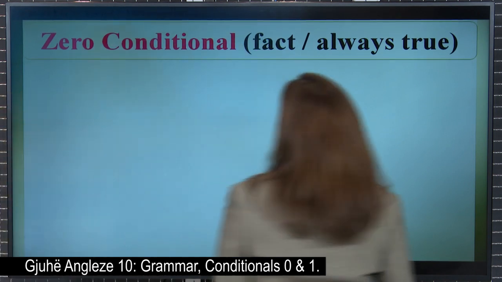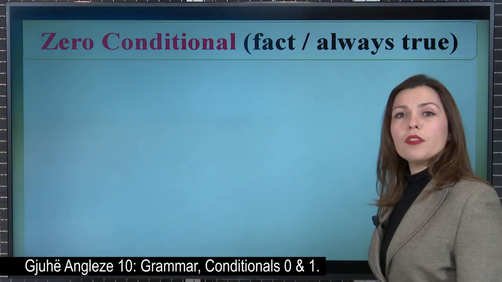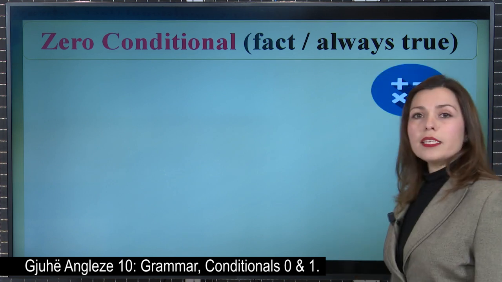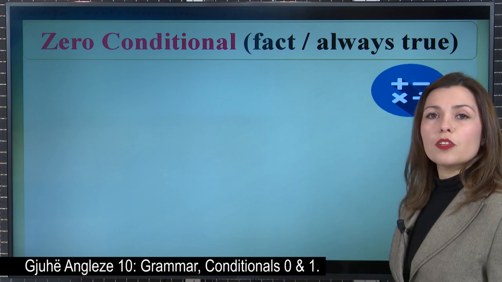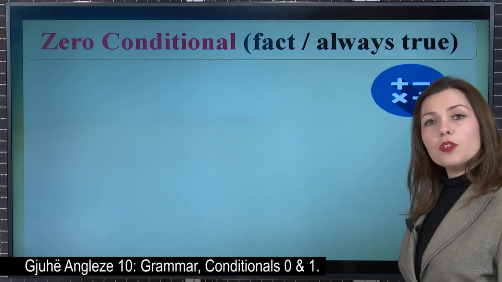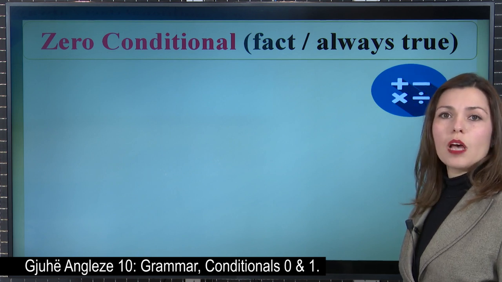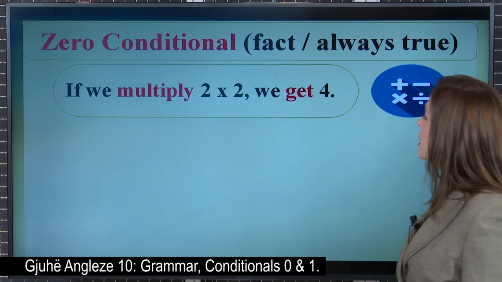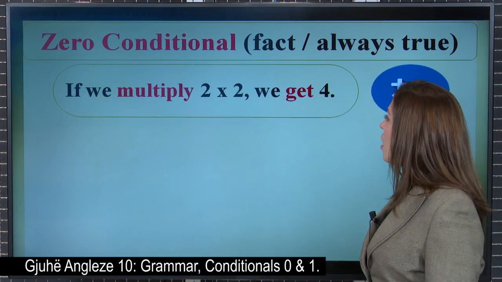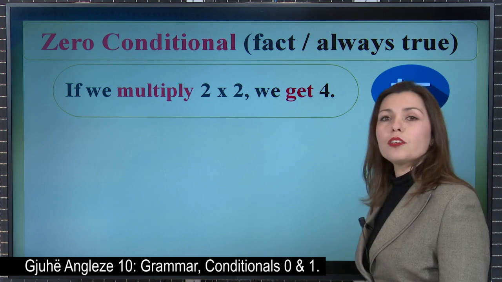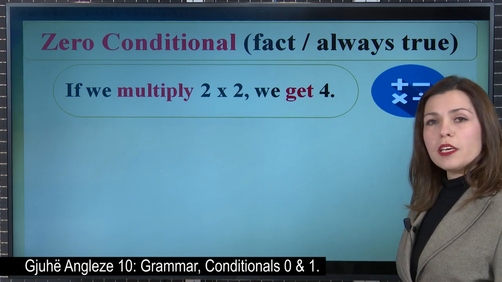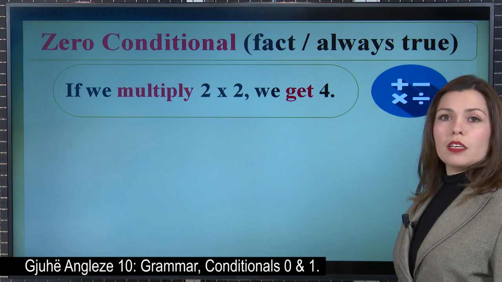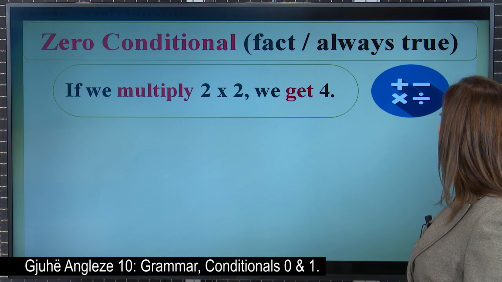First of all, we're going to deal with the zero conditional. Let's get an example. Let's imagine that your maths teacher asks you to multiply two numbers. For example, 2 times 2. And we say, if we multiply 2 times 2, we get 4. What can we see here? That this is a fact. This does not depend on us. It is something that is always true.